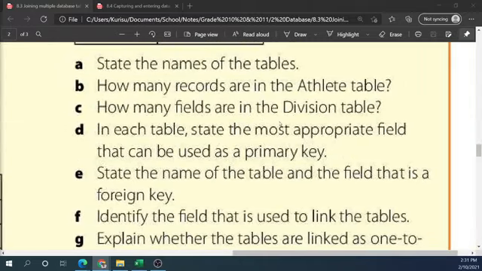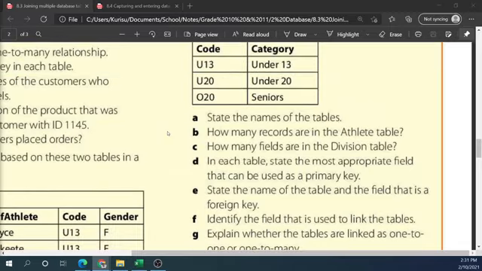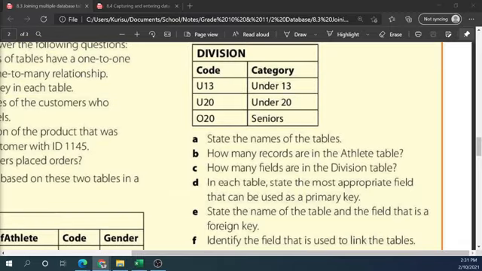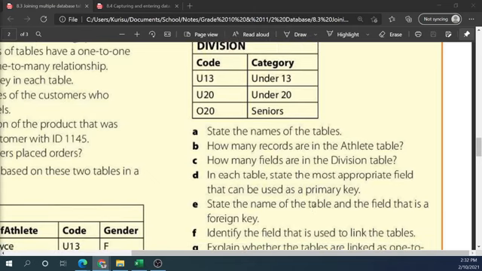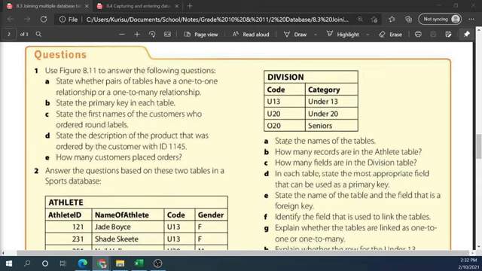E. State the name of the table and the field that is a foreign key. Mahima? Sir, code and division. So state the name of the table. So which table? Division. Division table. And which field is the foreign key? Code. Okay.